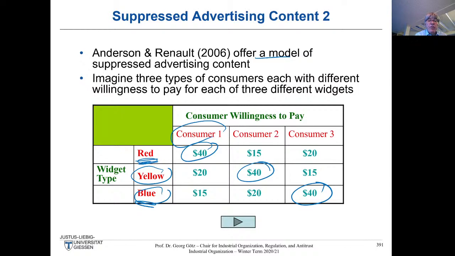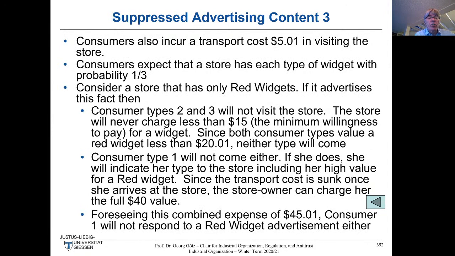Consumer 3 would be willing to pay 20. But now remember, we had this assumption of a transport cost of $5.01. So it would actually be a price of 15, and the price inclusive of the transport cost would be $20.01. So it would be higher than the willingness to pay. Knowing that, these consumers will not visit the store.